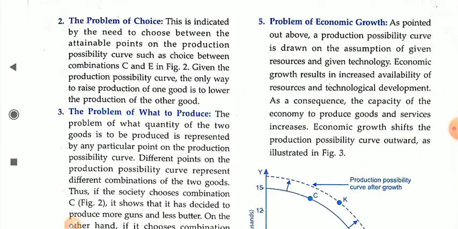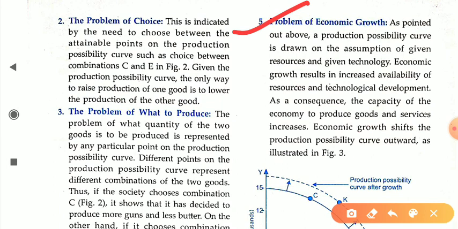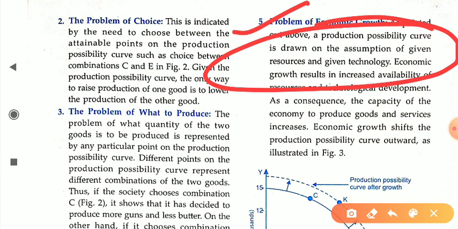Okay student, now move to our last point, which is the problem of economic growth. We all know that in the PPC assumptions we studied that resources and given technology remain constant. There is no change in resources and given technology. But dear student, we know that in economics resources and technology keep changing. Technology is upgrading with the times. So when technology upgrades with time, and when resources are developed or new resources are found in the economy, then it is possible that our PPC curve shifts.